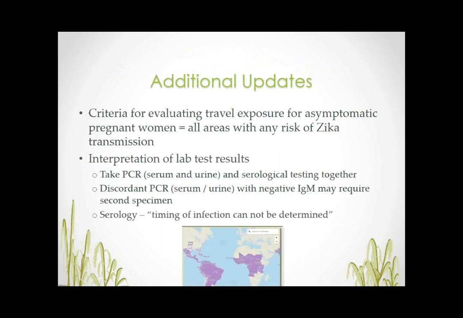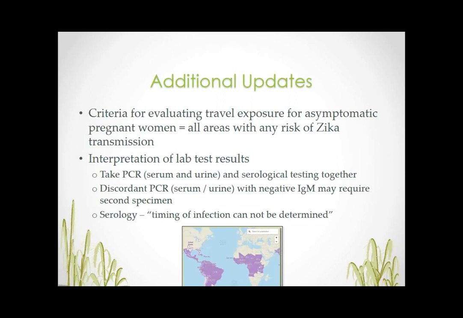Some other updates. This should make things a little bit easier. With the decline in prevalence of Zika virus disease in the Americas, the criteria for evaluating a travel exposure for all pregnant women is now considered to be any area at risk for Zika virus transmission, or basically all of the purple countries. Formerly, for asymptomatic pregnant women, it was a subset of those countries, and specifically the countries with a CDC travel notice for Zika. So that is a change. A travel exposure would be considered any of those purple countries.